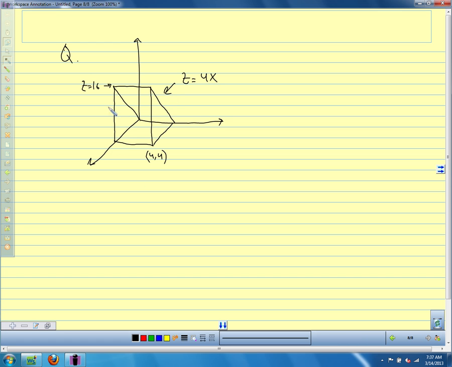That's the height. Does that matter if you take the double integral? No, because your limits of integration would take care of that. Okay? All right, any questions?